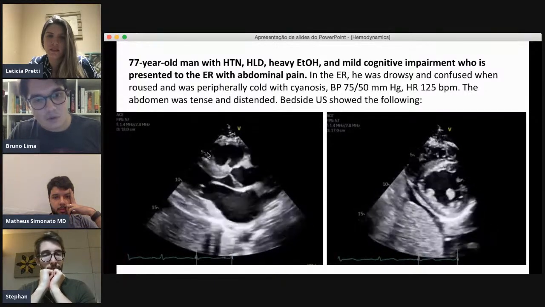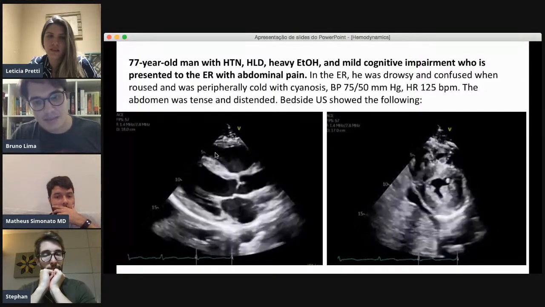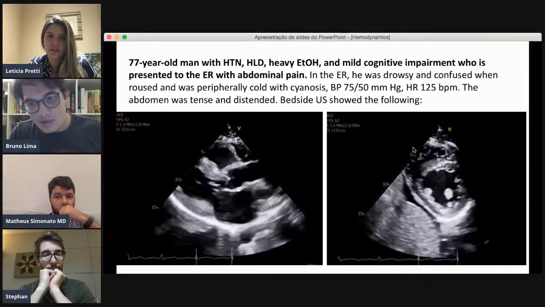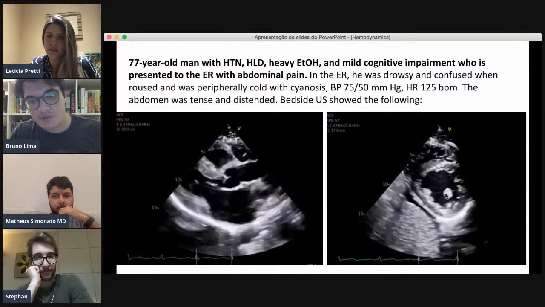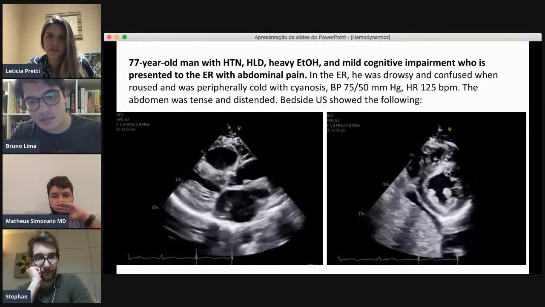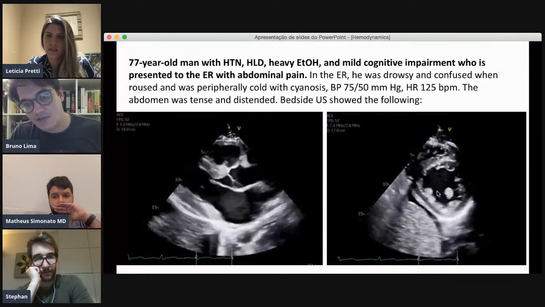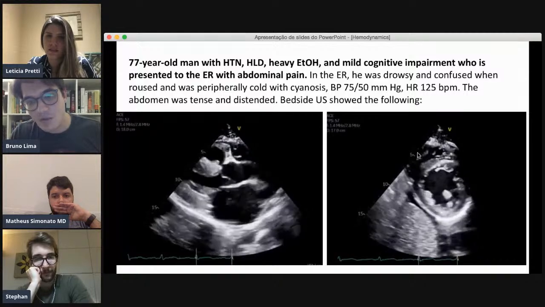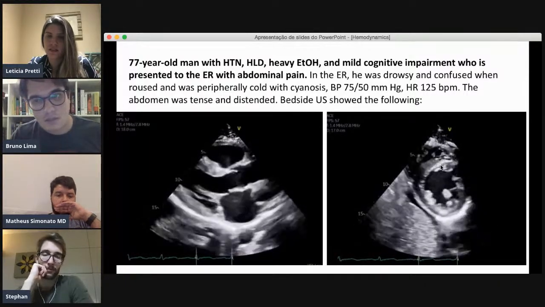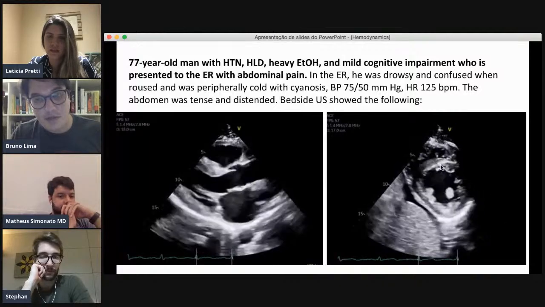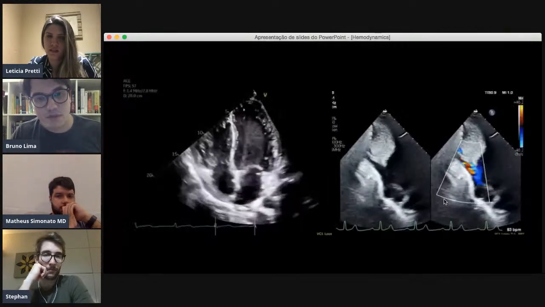If you take this probe and just turn it 90 degrees, you're going to have the parasternal short axis view. You see this little donut here. This is the left ventricle at the level of the papillary muscles. You see how well it's squeezing. So the guy is coming in, he has low blood pressure, he's tachycardic, but his heart is moving really well.